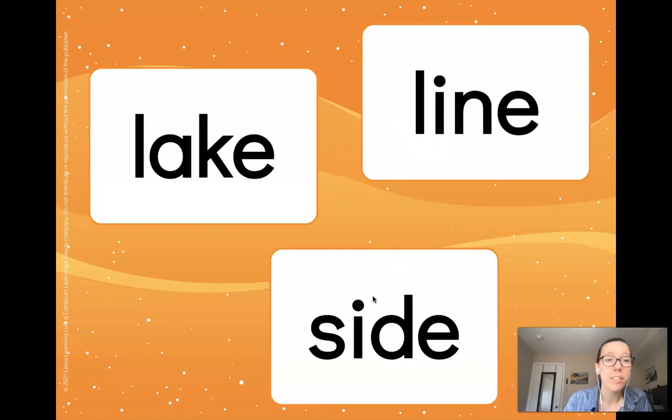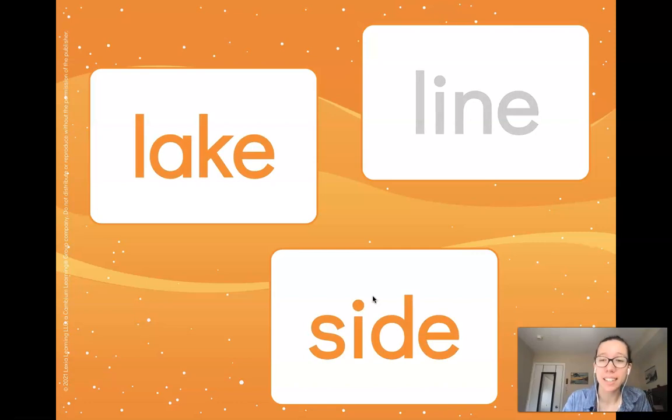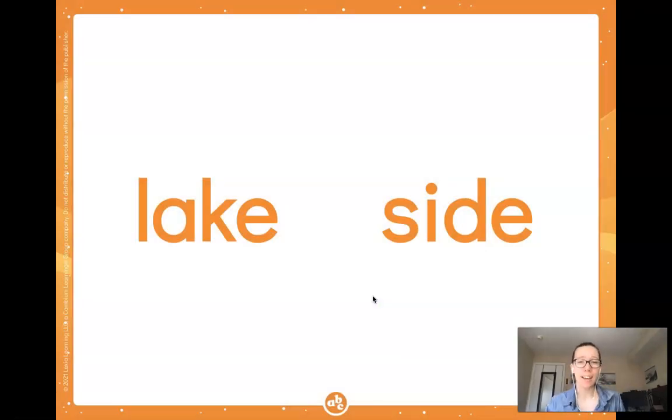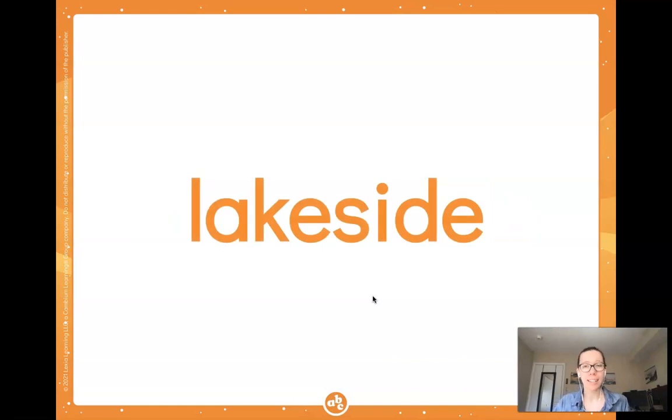Listen as I use two of our compound words here in a sentence, and see if you can figure out which ones I used. I have a cabin at the lakeside. Yeah, good job. I used lake and side. When we take the words lake and side and put them together, we get the word lakeside.